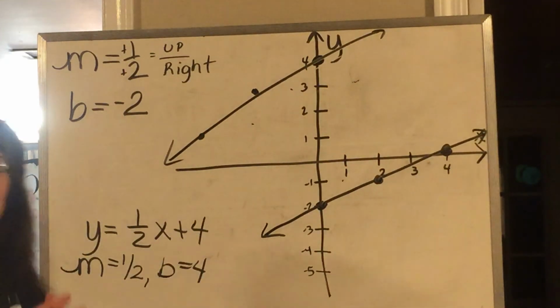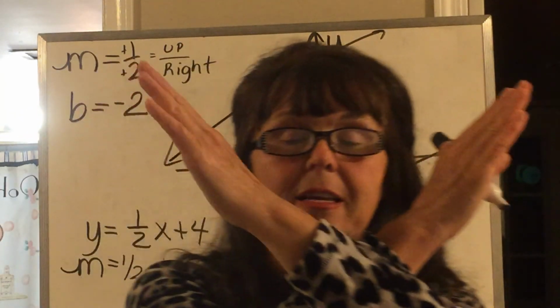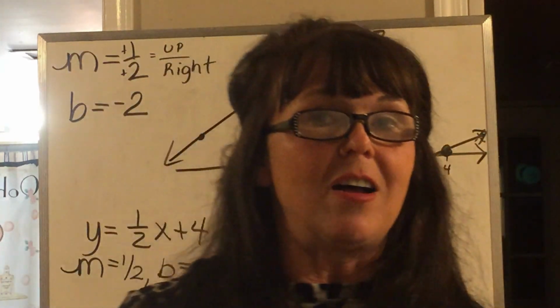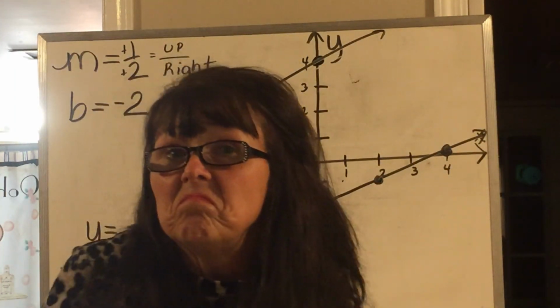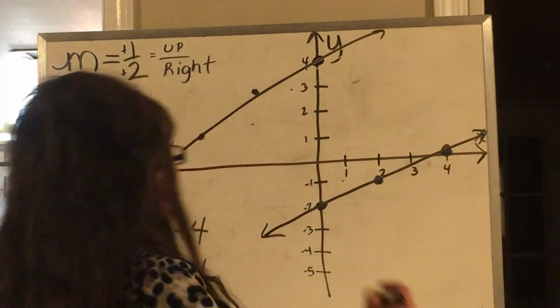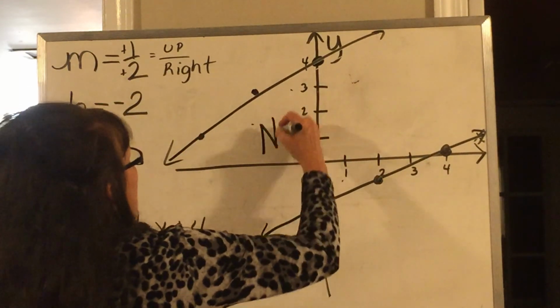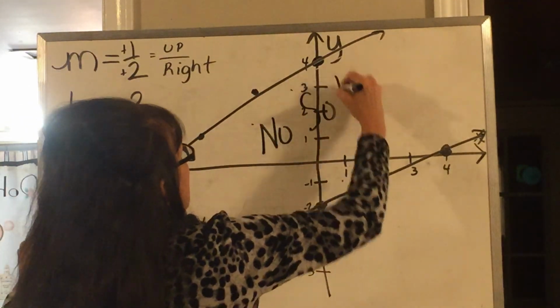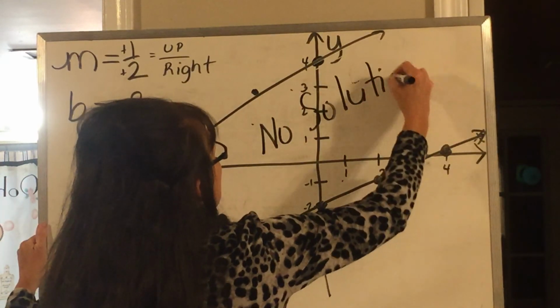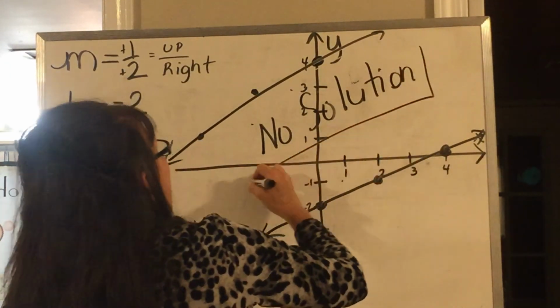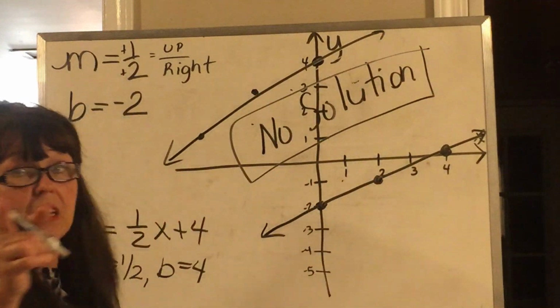Well, what do you write? Well, the answer is where it crosses. It doesn't cross. So what's the answer? No solution. So somewhere close to your graph, write no solution. And that does it for this lesson.